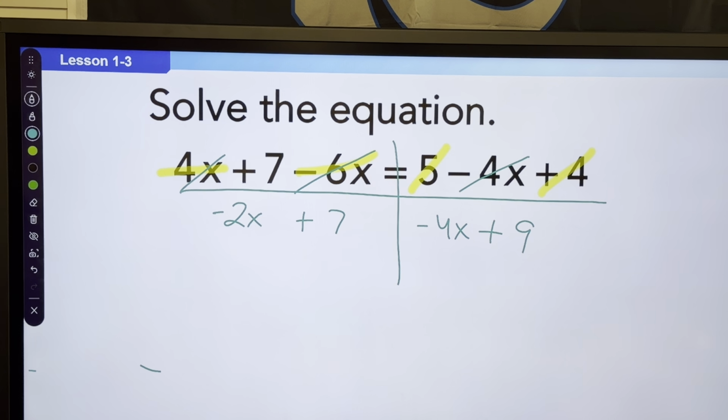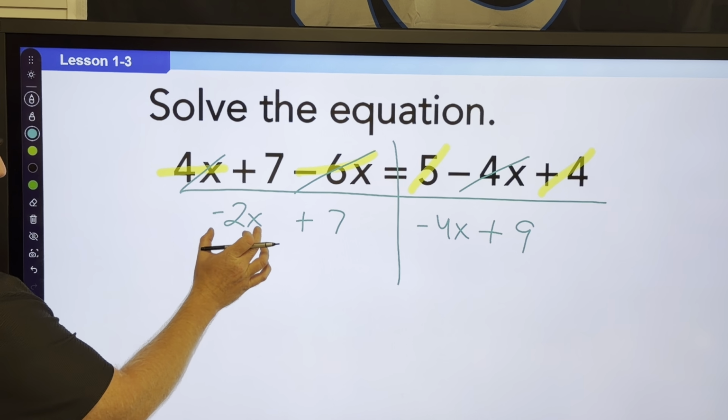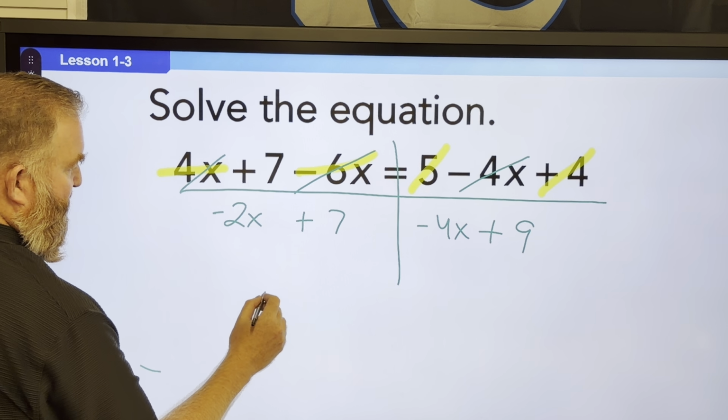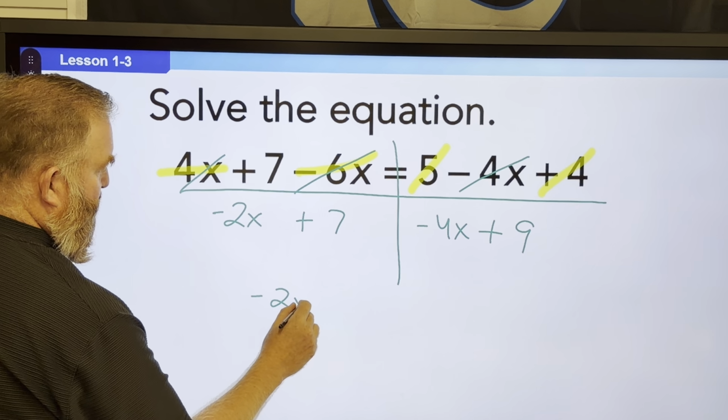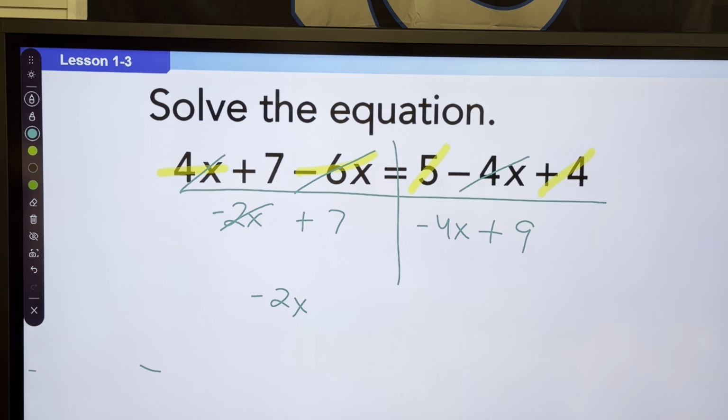I'm not going to highlight this time. Okay, does this have a letter? So can that stay on this side? Yes, negative 2x. We're done. Just keep it on that side.